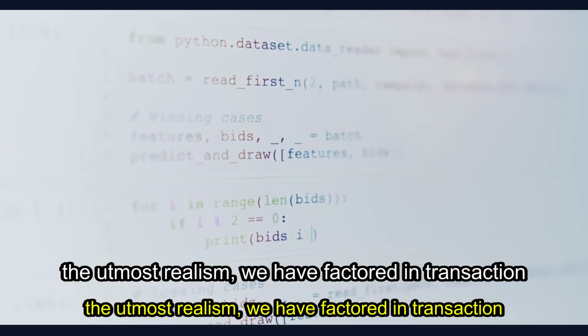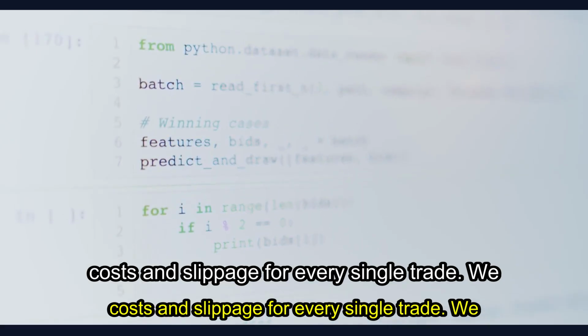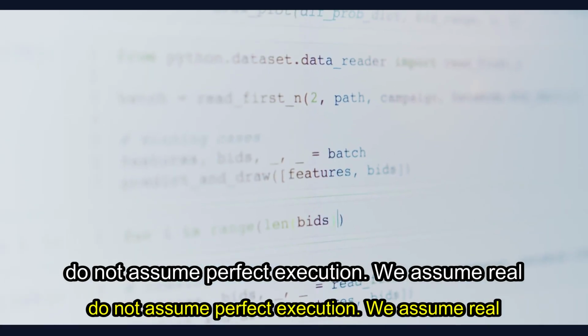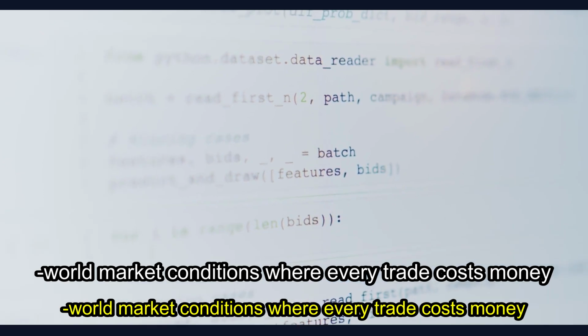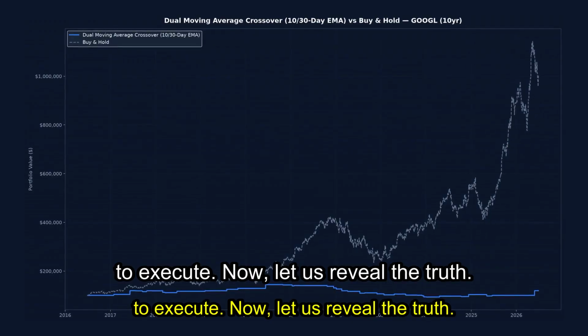To ensure the utmost realism, we have factored in transaction costs and slippage for every single trade. We do not assume perfect execution. We assume real-world market conditions where every trade costs money to execute. Now, let us reveal the truth.